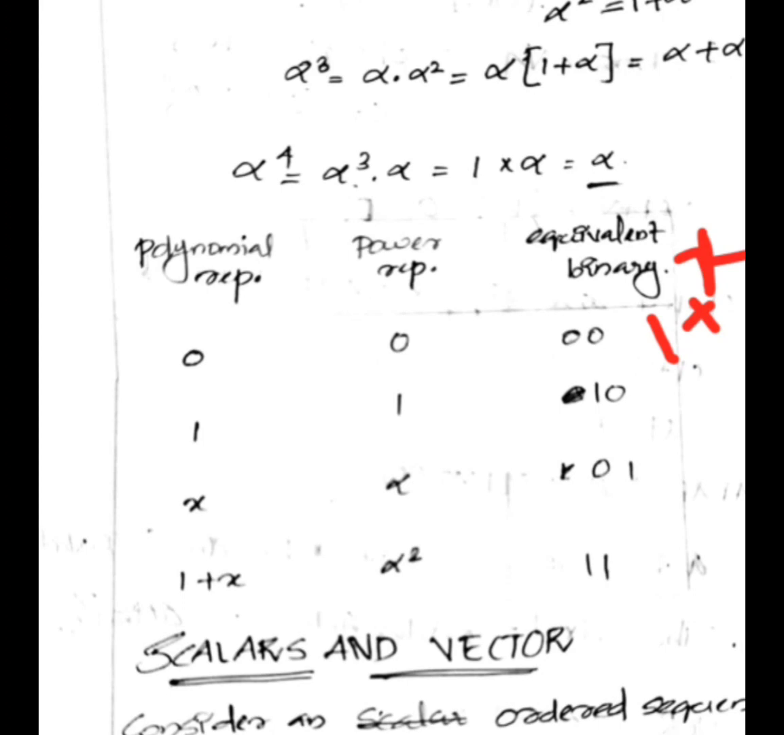So here it is 0. 0 means in the place of x, it is 0. So we have 0, 0. Then next we have 1. So we have 1 here. Place of 0, it is 0. So 1, 0. X here. So we have x. The place of 1, we have 0. So 0, 1. Okay. Then we have 1 plus x, which means we have 1, 1 as the binary. So this is how we are calculating binary.